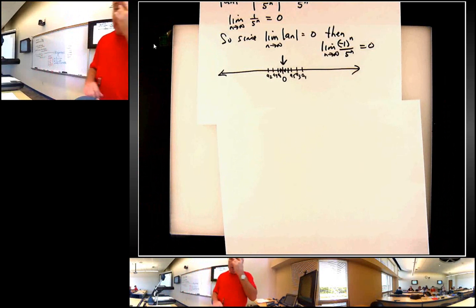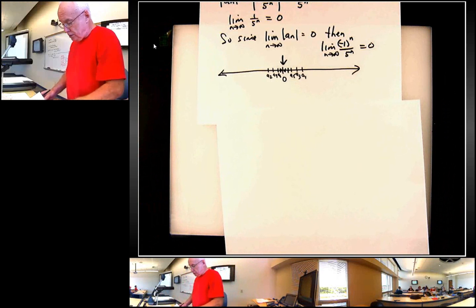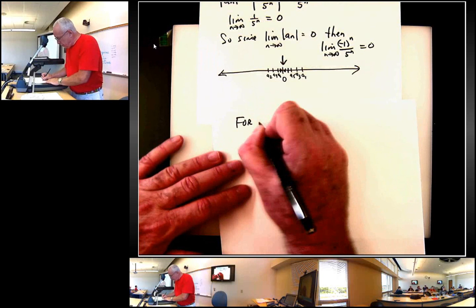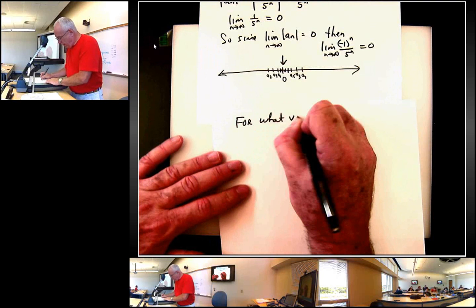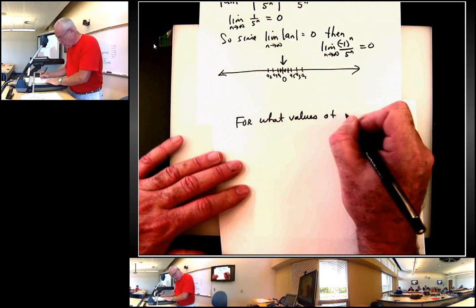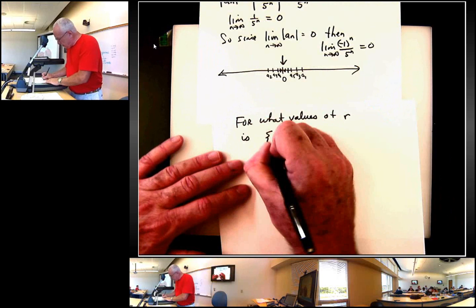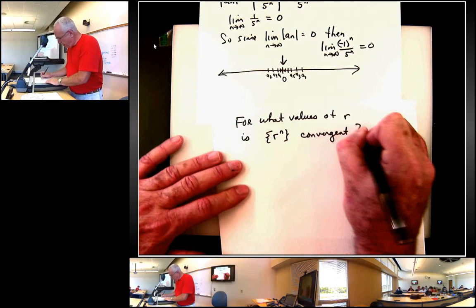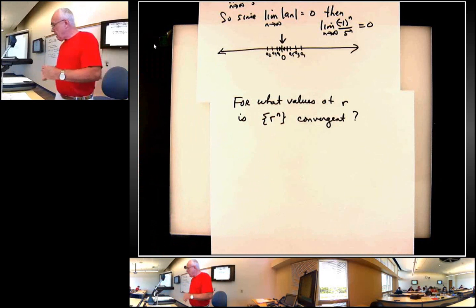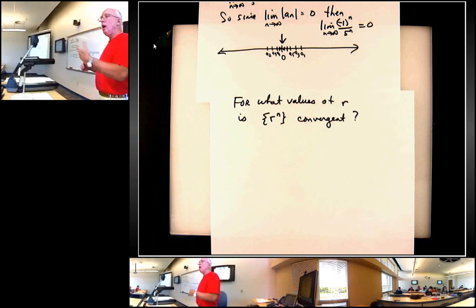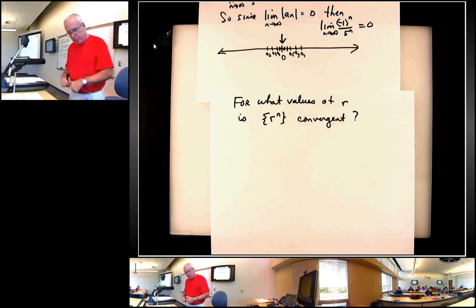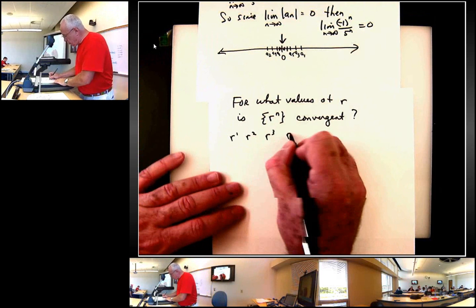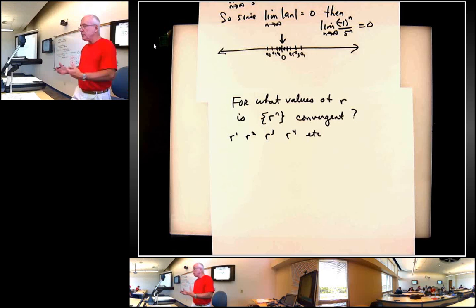What we're going to look at next is what we're going to see in the next section on Friday. So let's look at this. For what values of r is the sequence r raised to the n power convergent? So what we're doing here is every term has a new higher power of the exponent. In other words, we're talking about r to the first, r to the second, r to the third, r to the fourth, etc. That's what our sequence looks like.